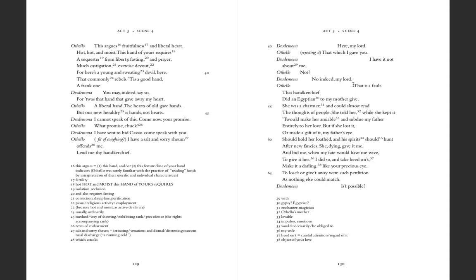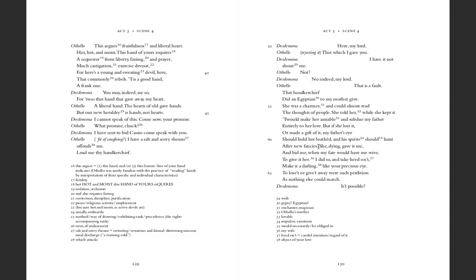And we have the speech about the handkerchief in which Othello is kind of fixated on this object, which he thinks Desdemona has given to Cassio. And he tells the story about it. He says, that handkerchief did an Egyptian to my mother give. She was a charmer and could almost read the thoughts of people. She told her while she kept it 'twould make her amiable and subdue my father entirely to her love. But if she lost it, or made a gift of it, my father's eyes should hold her loathed, and her spirit should hunt after new fancies.